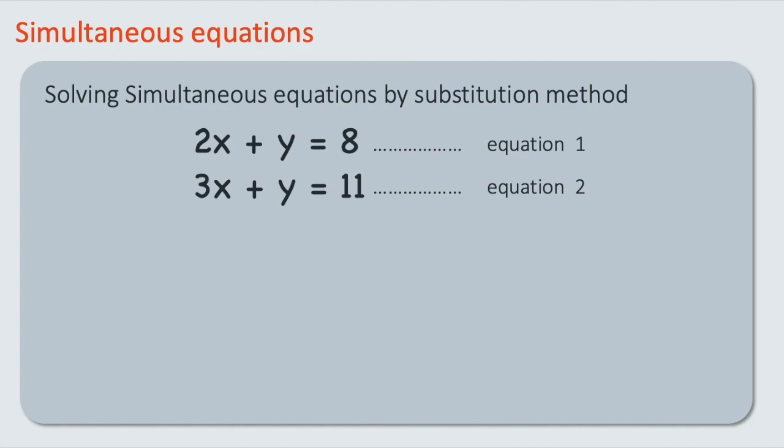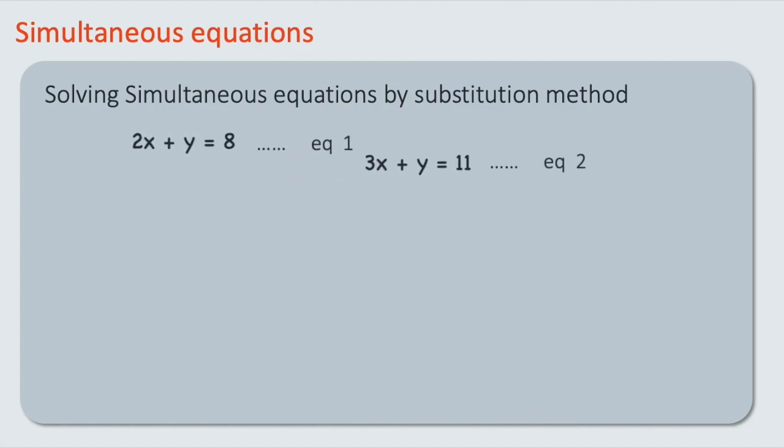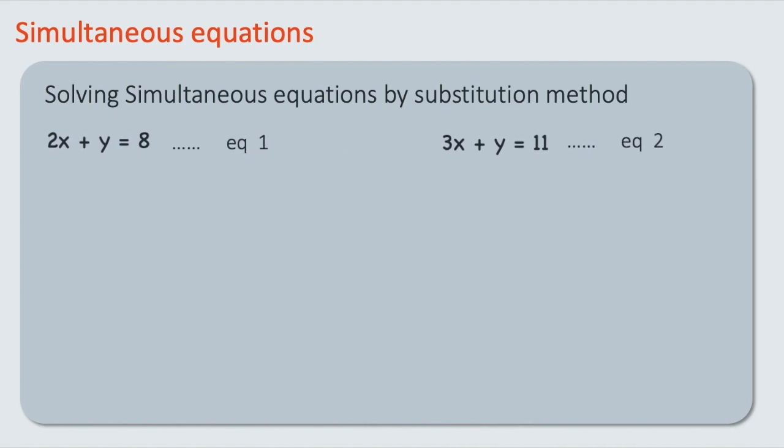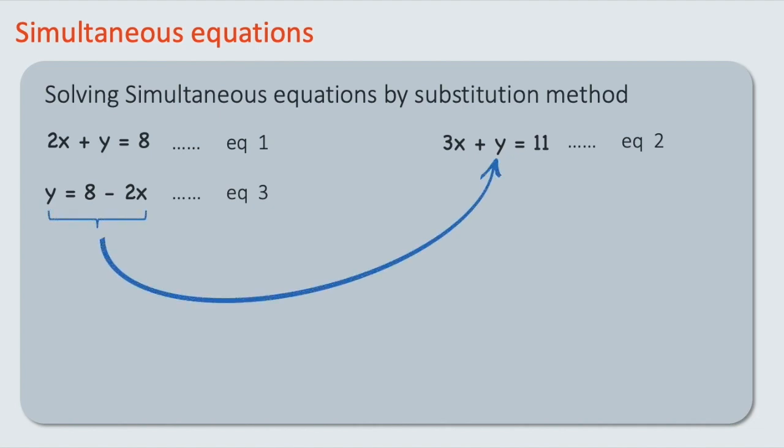Let's solve these two simultaneous equations. 2x + y = 8, equation 1, and 3x + y = 11, equation 2. We will solve these simultaneous equations by using the substitution method. Let's take equation 1 first. We can rearrange to make y the subject. We now have y = 8 - 2x. y can be substituted into equation 2, like this.